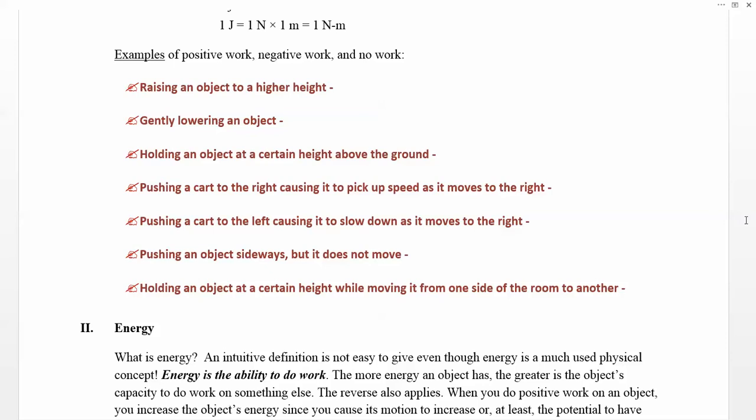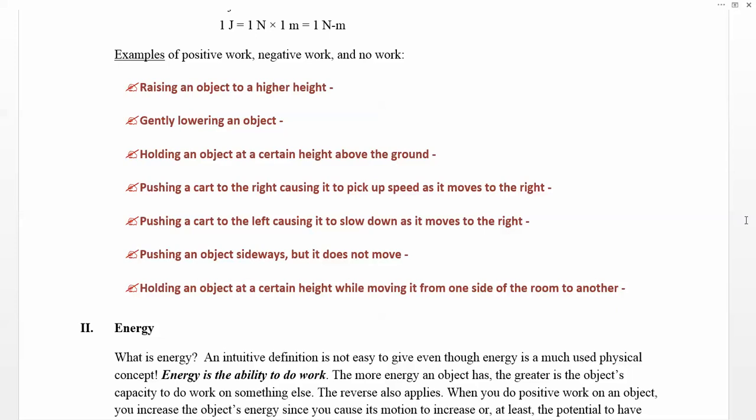Pushing on a cart to the left, causing it to slow down as it moves to the right. Well, that's negative work because force and displacement in that case are in the opposite directions. And be sure that you can visualize that situation. Pushing an object sideways, but it does not move. Well, that's no work because, again, there is no displacement.